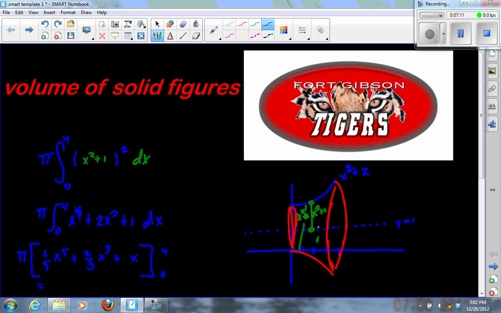So, these all form solid figures. Sometimes you have a solid figure with a hole through the center, so most of it's solid, but the middle's hollow, and that's what the next video is going to be about, and that'll be the last video for the year.